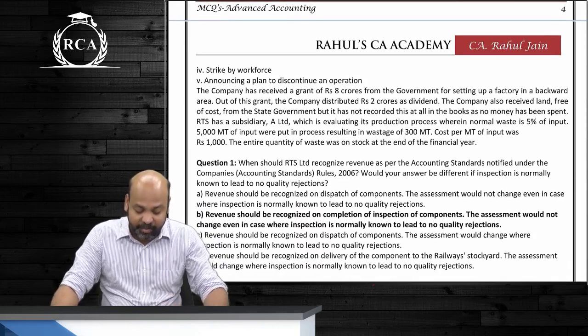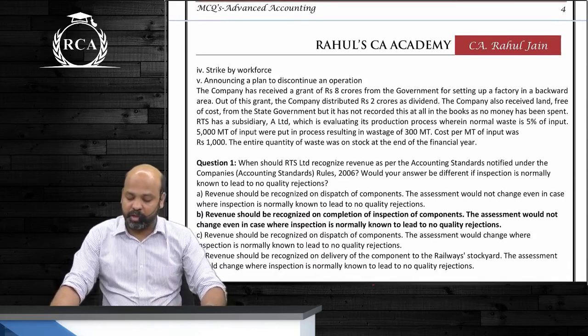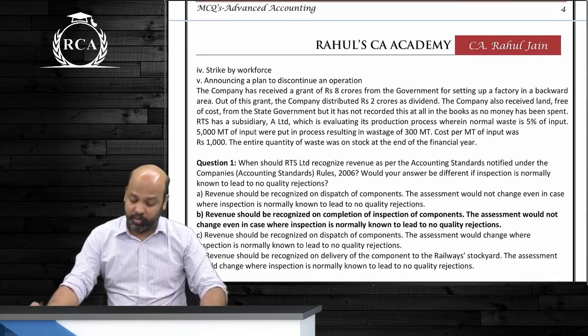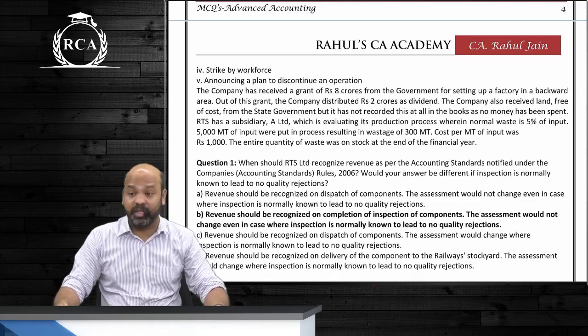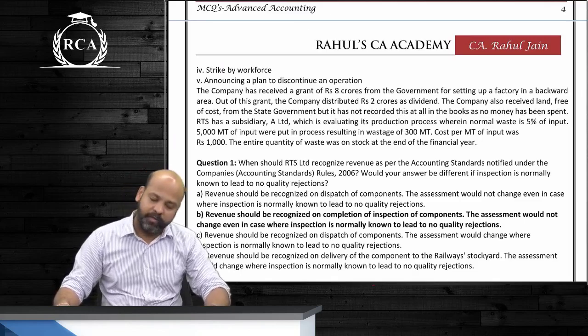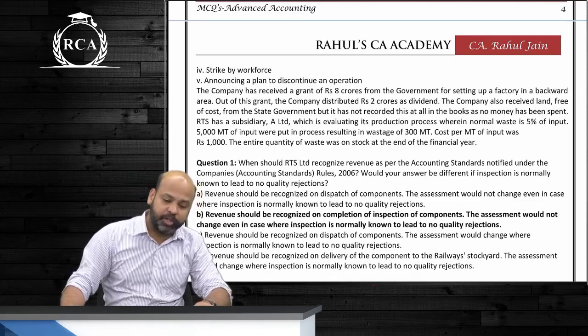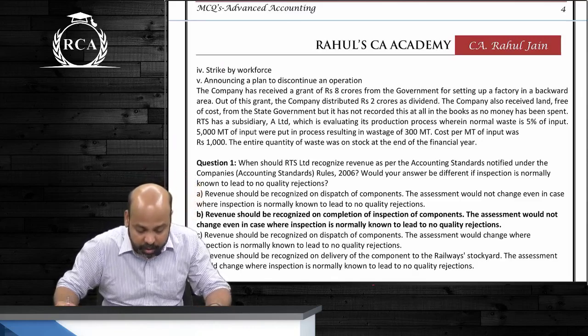Next, the company has received a grant of 8 crore rupees from the government for setting up a factory in a backward area. What will you do with this, guys? Transfer to capital reserve. Isn't this in respect of an entire project? Whenever you receive a grant in respect of an entire project, you have to transfer it to capital reserve.